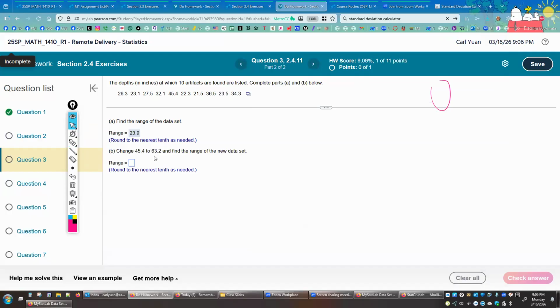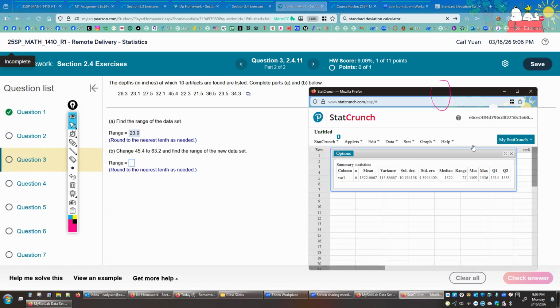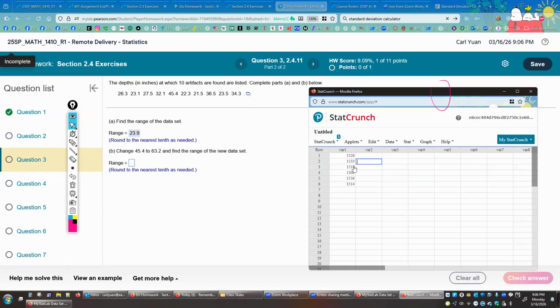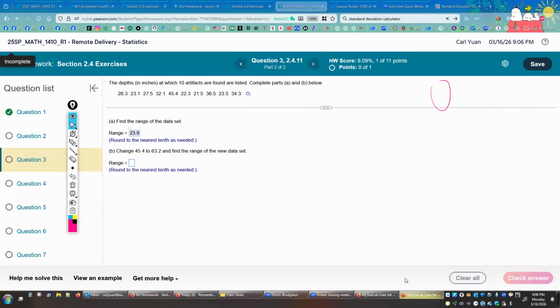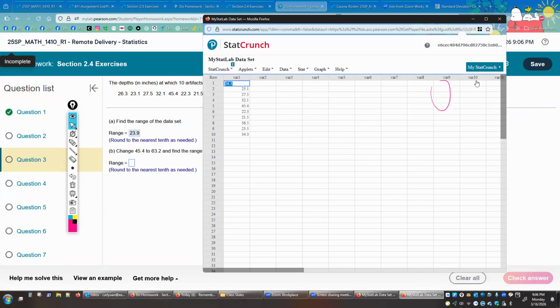Change 45.4 to 63.2 and find the range of the new data set. All right, so we're going to do what we did again. Oh, that's not it. That's the wrong problem. So let me get the new problem on. Here's the new problem. All right, so I'm going to X that out. And what am I doing here? I'm going to change 45.4 to 63.2. So I'm going to change this one to 63.2. All right, and we're going to calculate the range again.